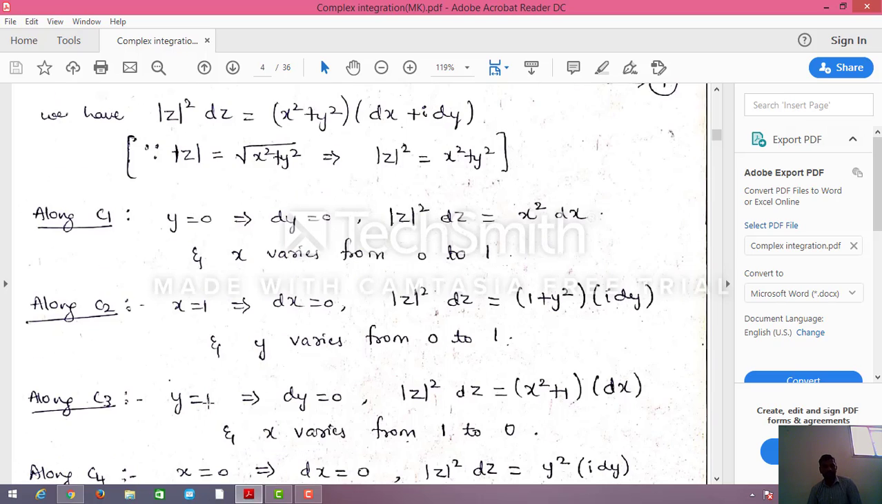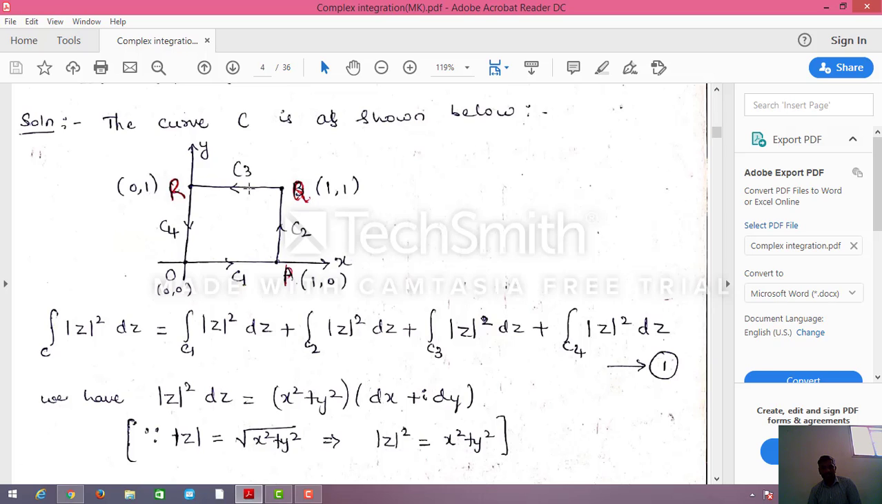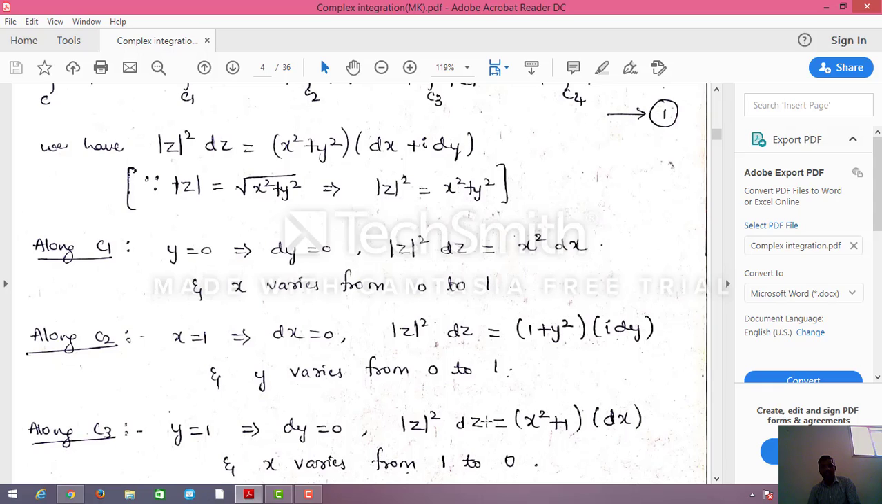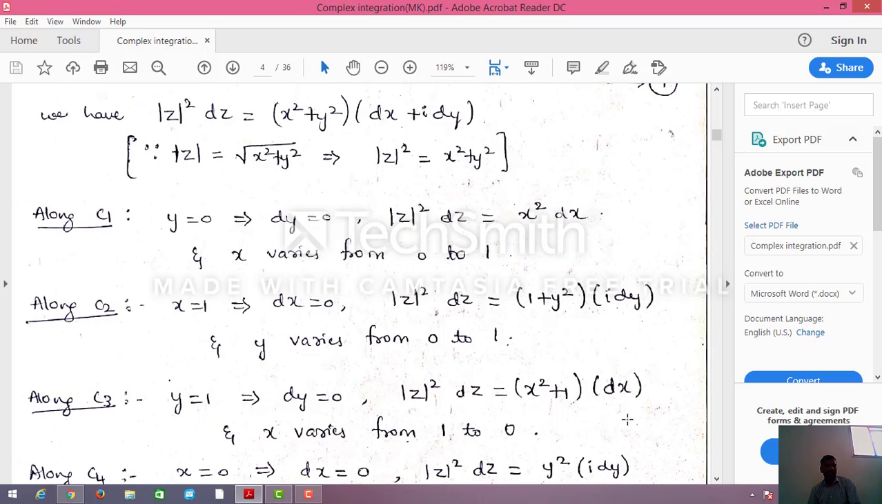Y equal to 1. See, this is a line C3. What is that line? Y equal to 1. Y equal to 1 means dy equal to 0. Modulus of z square into dz equal to x square plus y square, y is nothing but 1 square is 1, into dx plus i dy. Dy should be 0, into dx you will get.